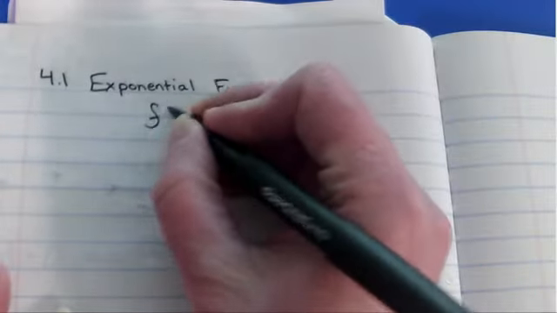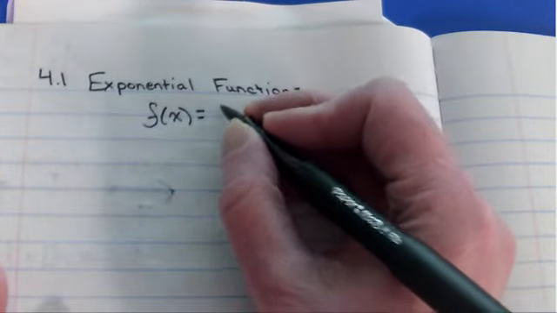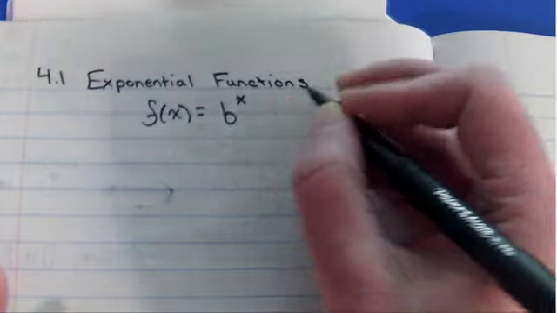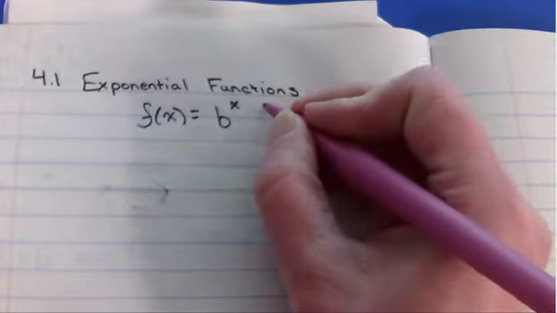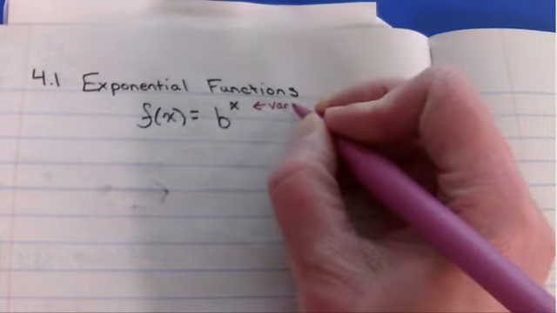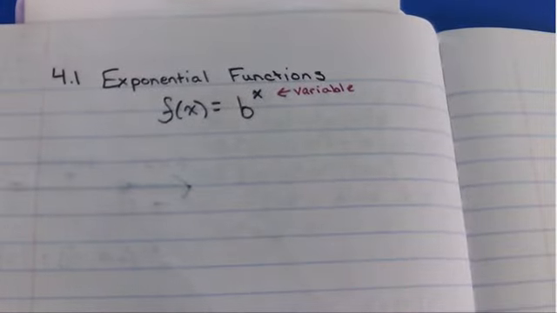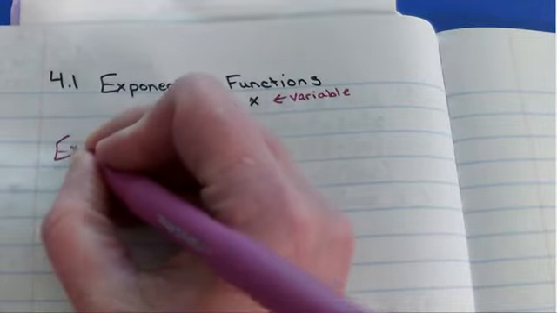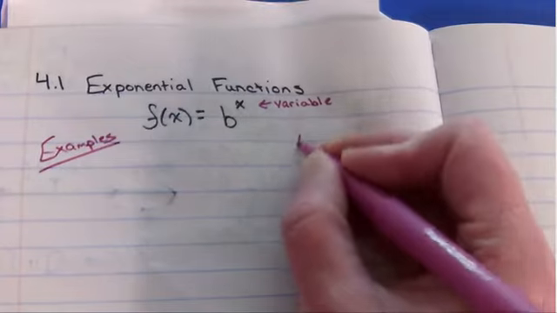Exponential functions. And all that really means is that we have a function where the variable is in the exponent. So this x is my variable, and b is some base, some number. So we're talking about things like, for example, examples, and I'll put non-examples over here.